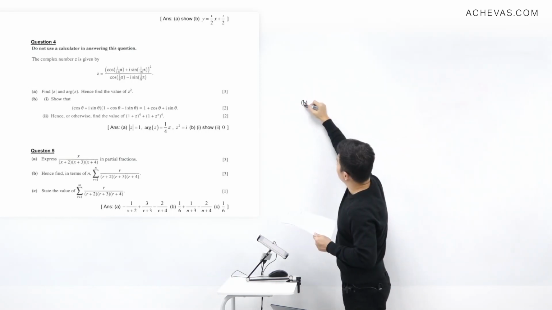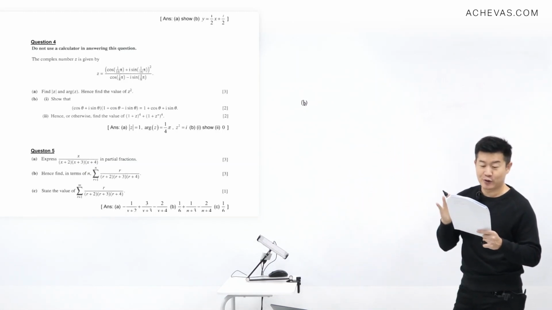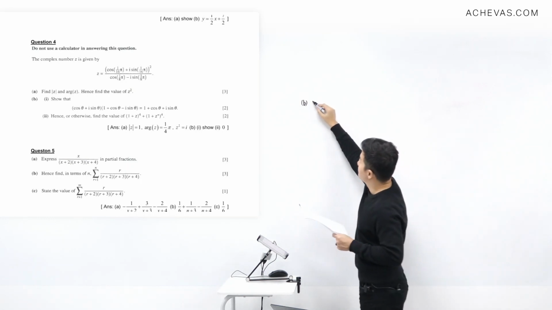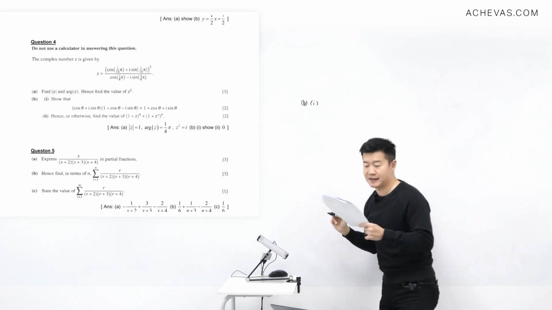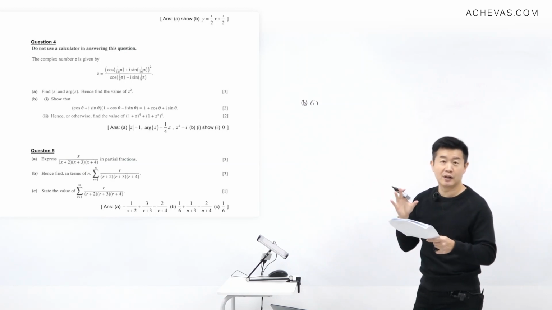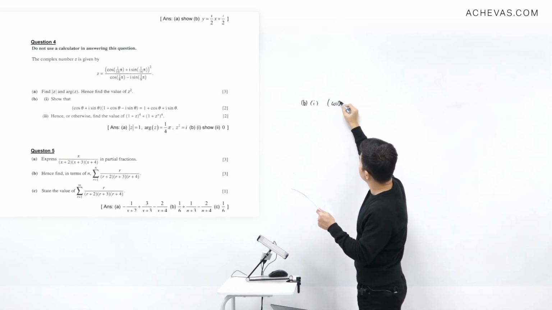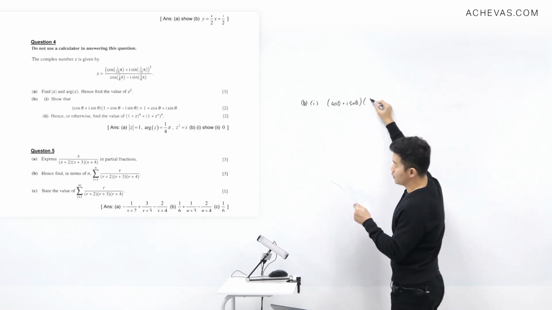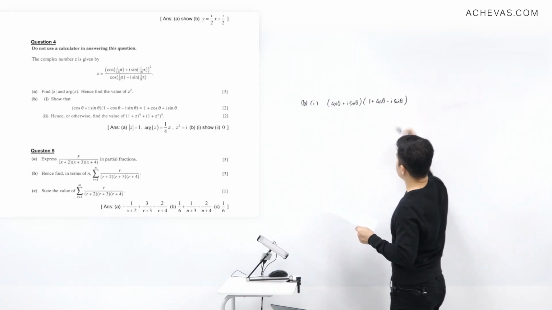So for B, we are going to make use of probably some result from part A. But let's hang on first. Let's just see what we have in B. B part 1, we are supposed to show that cosine theta plus i sine theta multiplied by 1 plus cosine theta minus i sine theta is equal to that expression. In order for me to show this, I'm going to start with the left-hand side. So let me write down the left-hand side, which is cosine theta plus i sine theta, multiplied by 1 plus cosine theta minus i sine theta.